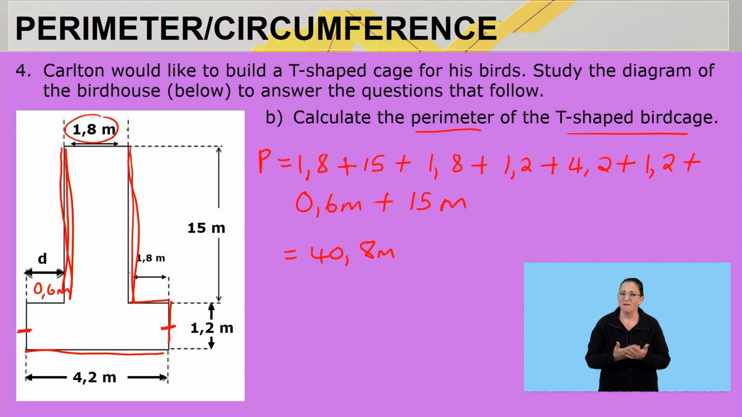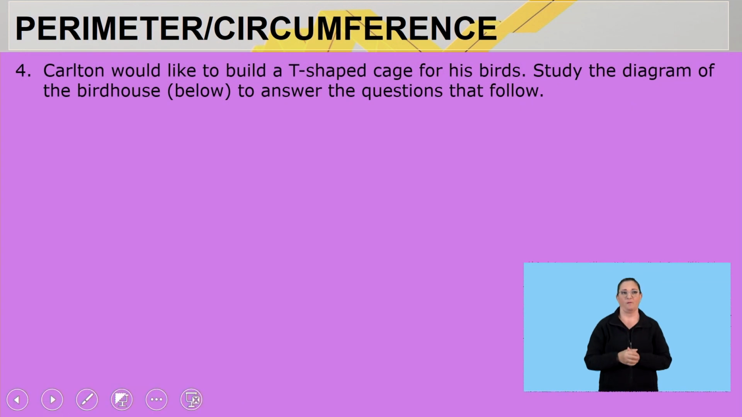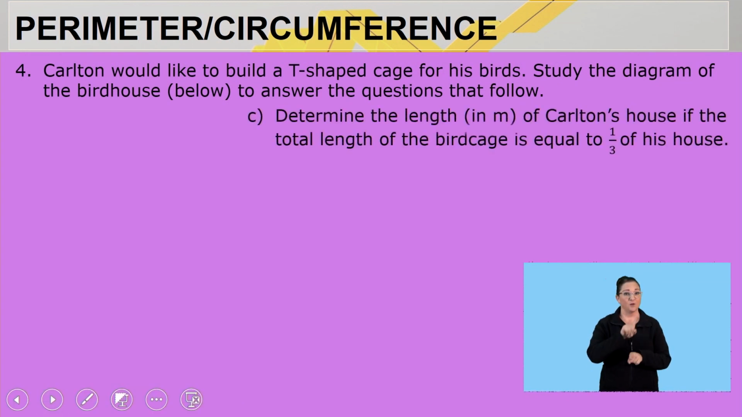How did I arrive at my answer? I added all the lengths together. Guys, are we fine? Still at question number 4. Here we are saying determine the length, in meters, of Carlton's house if the total length of the bird cage is a third of his house.